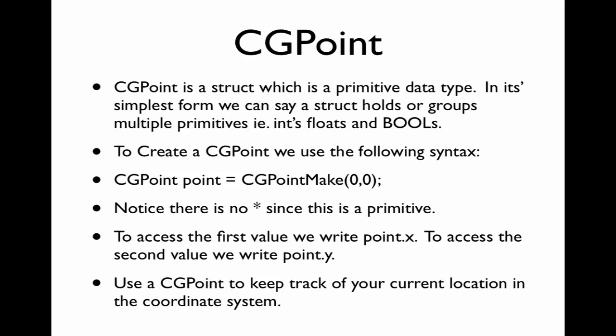When we want to access our data, so let's say we want to access the first value in the CGPoint that we just created, we would write point.x, and this would give us the first value, whereas point.y would give us our second value.